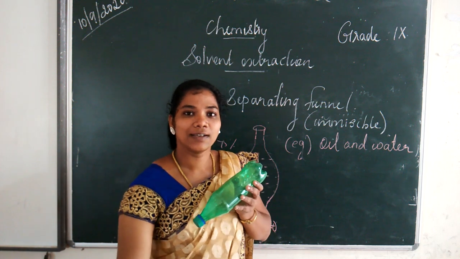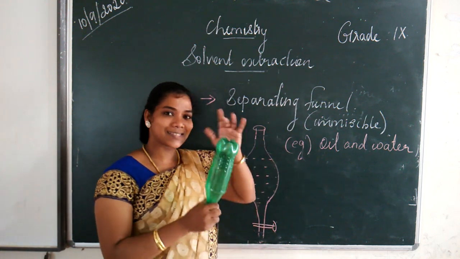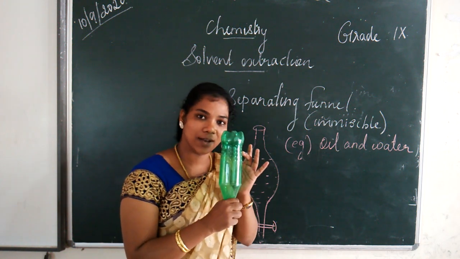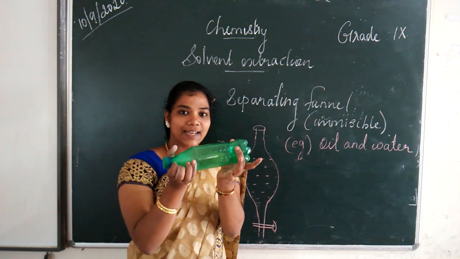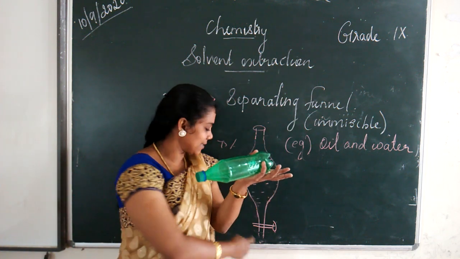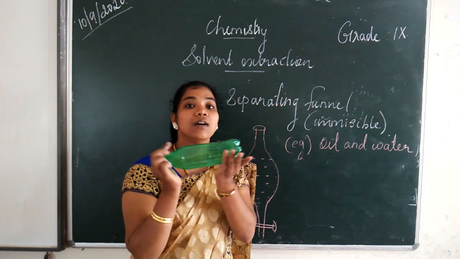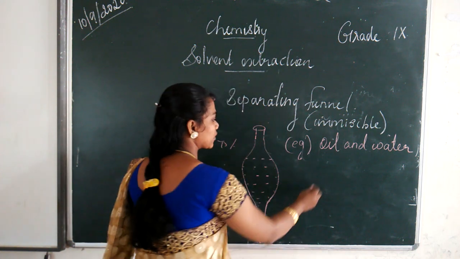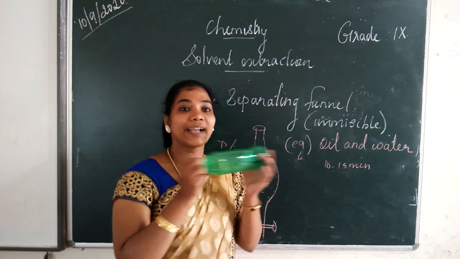Did you understand? Imagine this is a separating funnel. Both the side openings are there. Half of the bottle was filled with what? Oil and water. Then just take this separating funnel like this, the stopper in one hand and the separating funnel in the other, and shake it like this. In this slanting position, shake this apparatus for more than 10 to 15 minutes. You shake this apparatus continuously.